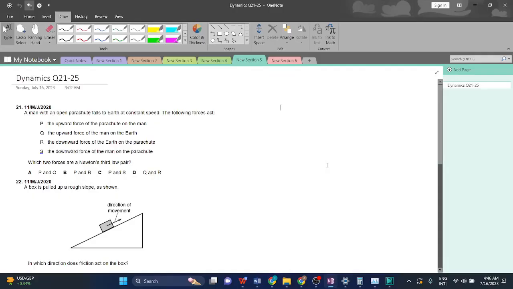अच्छा जी, वेलकम बैक। अब हम करेंगे डायनामिक्स क्वेश्चन 21 टू क्वेश्चन 25। लेट्स स्टार्ट। क्वेश्चन 21. A man with an open parachute falls to earth at constant speed. The following forces act. P.